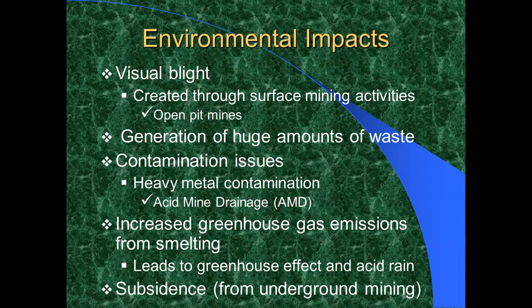Now, let's talk about the environmental impacts. As I said before, a lot of what we're going to talk about, we've already talked about in fossil fuels. So it doesn't matter whether we're mining for coal or mining for, let's say, pyrite, the impacts are going to be very, very similar. The first one is visual blight, created when we extract the minerals from a surface excavation. We've talked about this, okay, guys? Visual blight is created by coal mines, also by mineral mines.